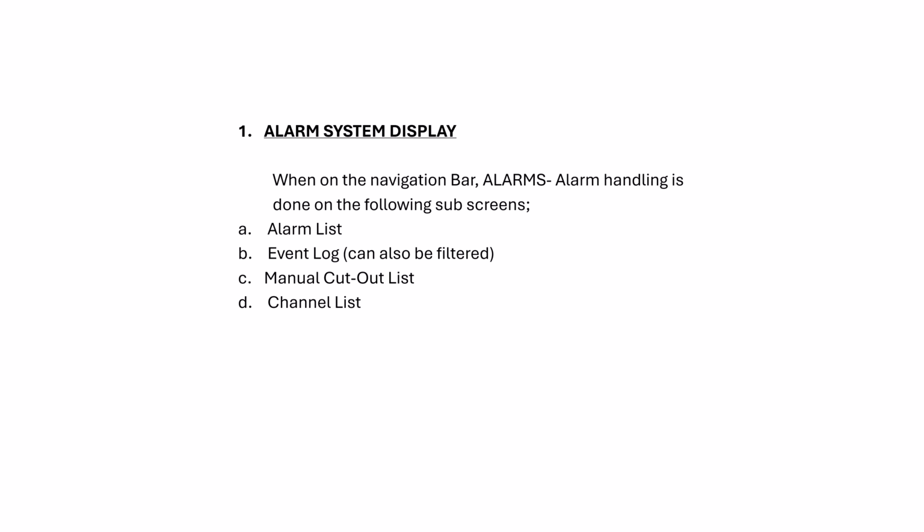Alarm system display. First, the navigation bar. When on the navigation bar, alarm handling is done on the following sub-screens. In this navigation bar, there will be sub-screens. Once you go to the alarm system display, you will find all four: alarm list, event log, manual cutout list, and channel list. I'll now tell you the meaning of these four sub-screens.